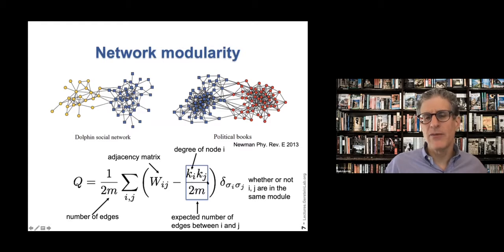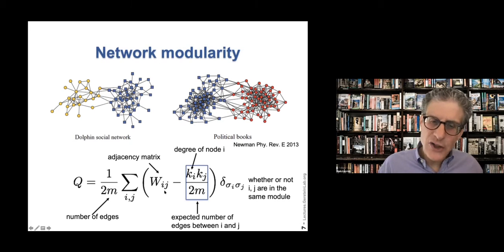And the way we do that is we compute this function of whether two things, i and j, are in the same module. That's this delta function. Are they in the same module? If they're in the same module, we're going to count this. We're going to look at their connection.